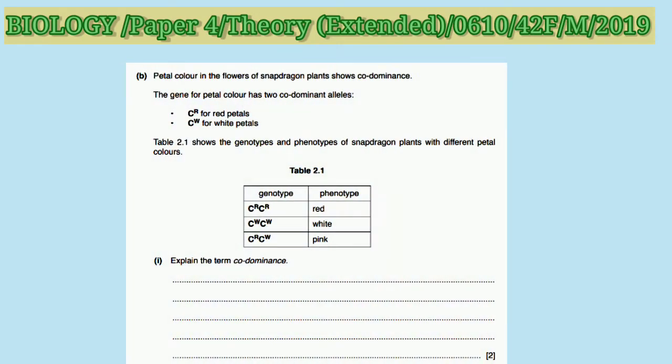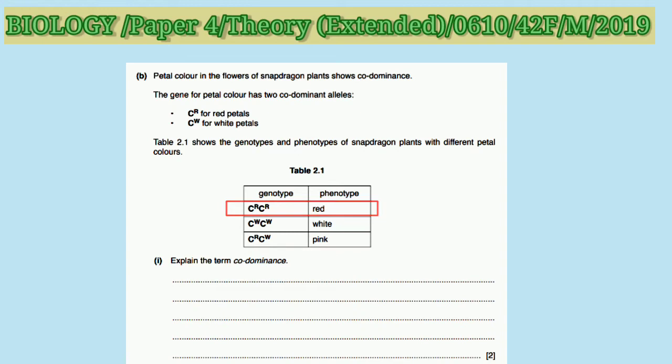Next is sub-question B. Petal color in flowers of snapdragon plant shows co-dominance. The gene for petal color has two co-dominant alleles, CR for red petals, CW for white petals. Table 2.1 shows the genotypes and phenotypes of snapdragon plant with different petal colors. From the table we can observe, in first condition, homozygous CR-CR, color red is expressed in the petals.